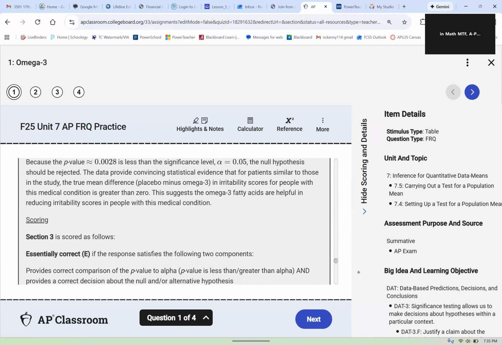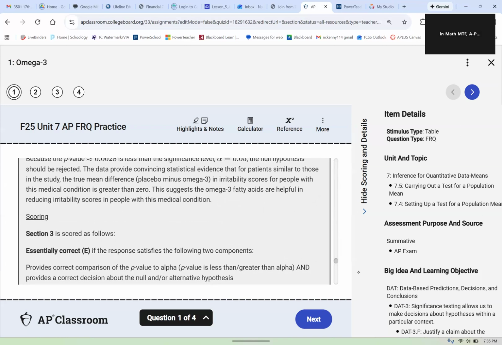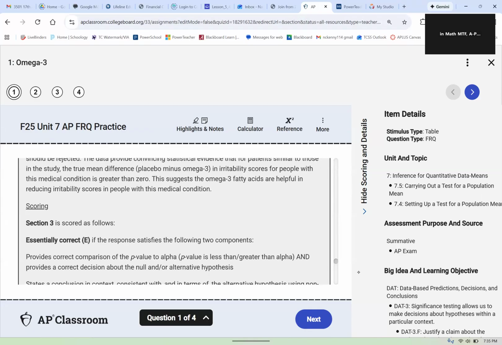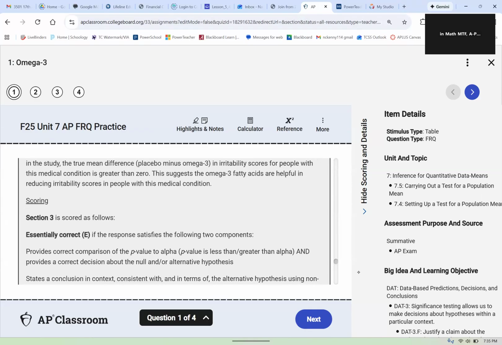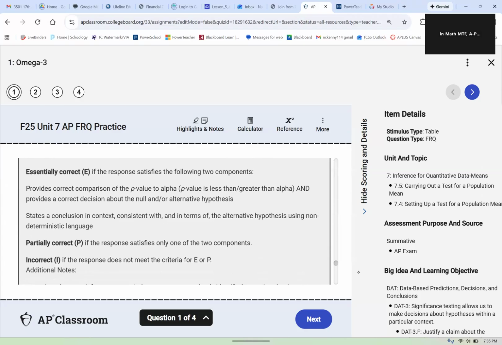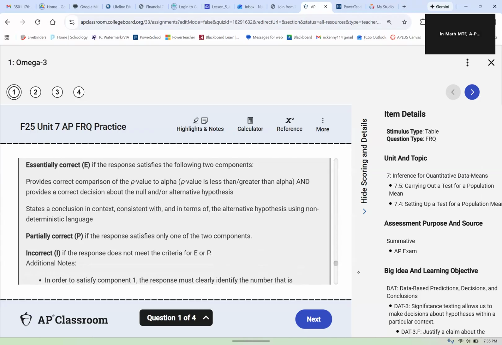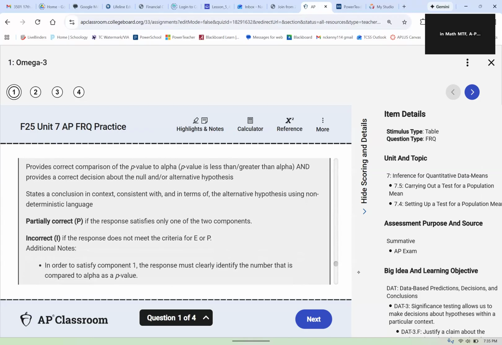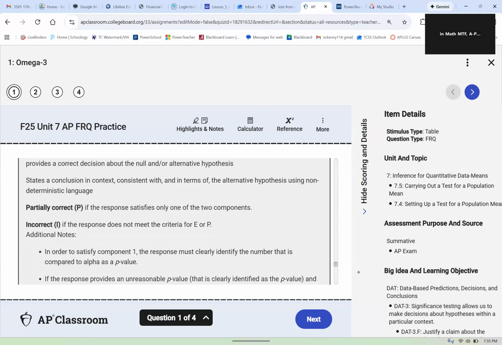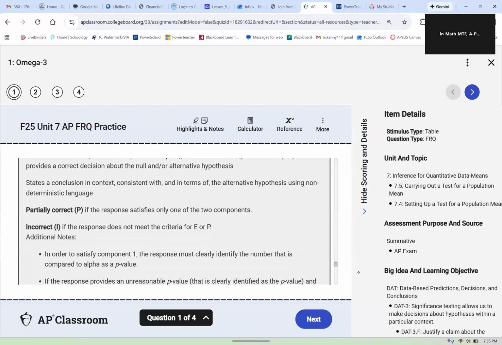And yeah, we reject the null hypothesis. There is convincing statistical evidence that the true mean difference, placebo minus omega 3, is greater than zero. They are helpful in reducing irritability. So we had to compare p-value to alpha and make a correct decision about the null and or alternative, and state a conclusion in context in terms of the alternative hypothesis using non-deterministic language.